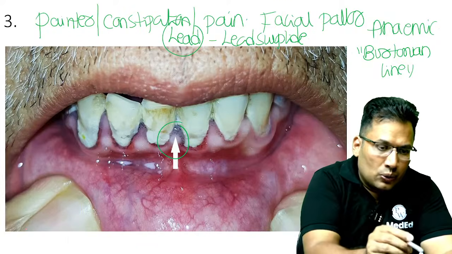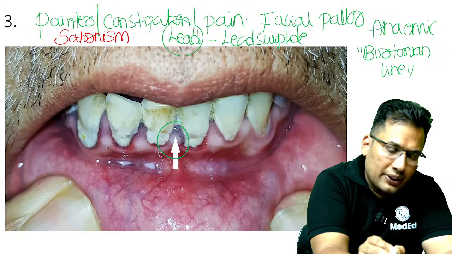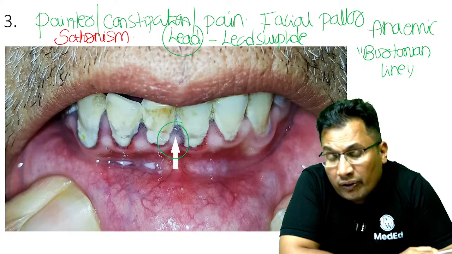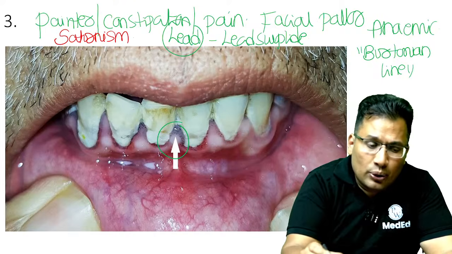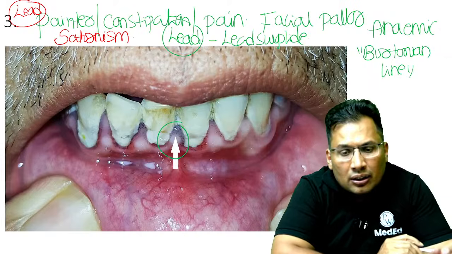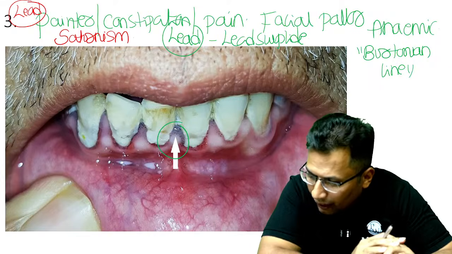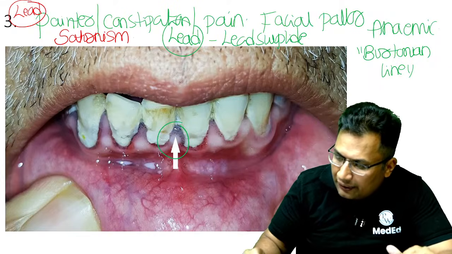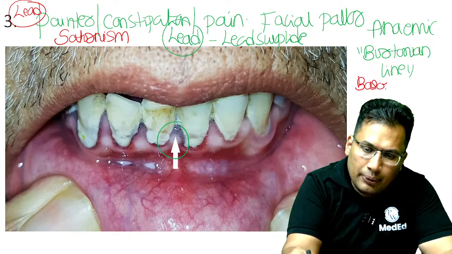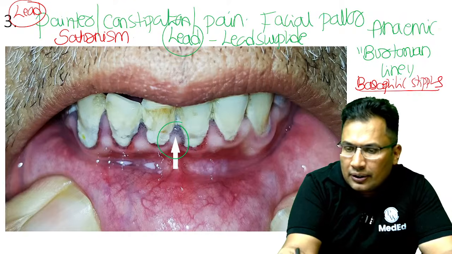It is also known as Saturnism, plumbism. Lead poisoning can lead to encephalopathy in children. So lead poison is a very important question. After the class, go through lead. Lead can be a main question also. Burtonian line. Good, that's great. One more important finding, basophilic stippling, you have to remember. Basophilic stippling.